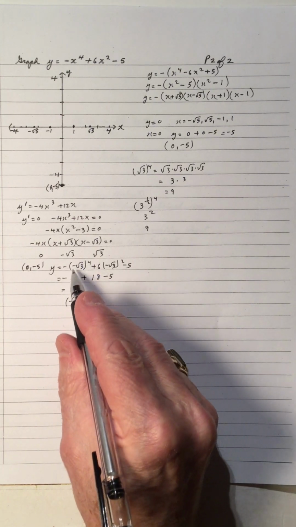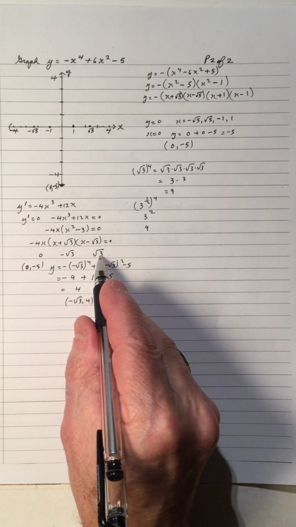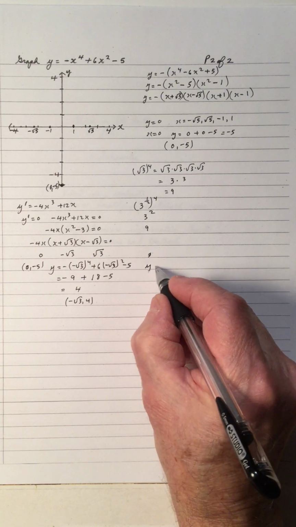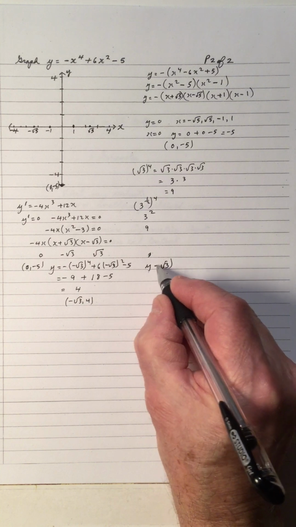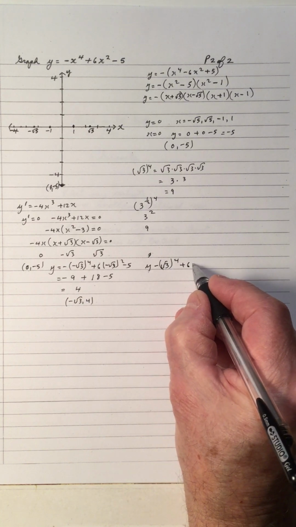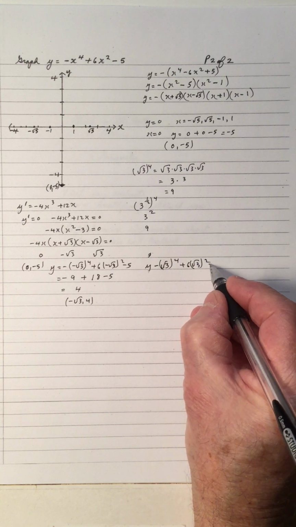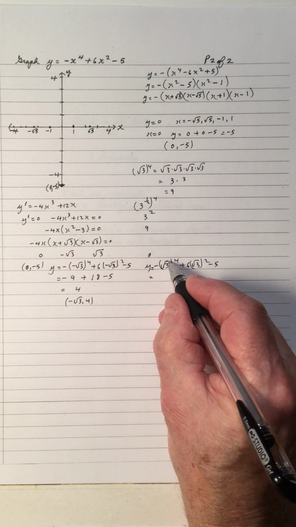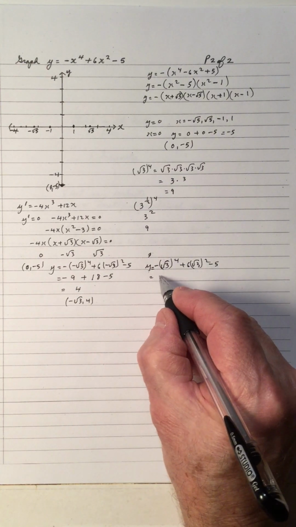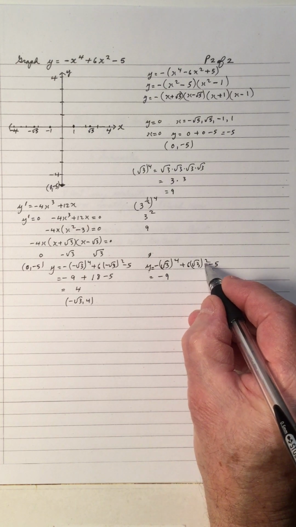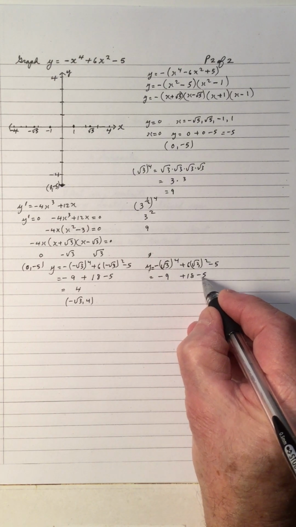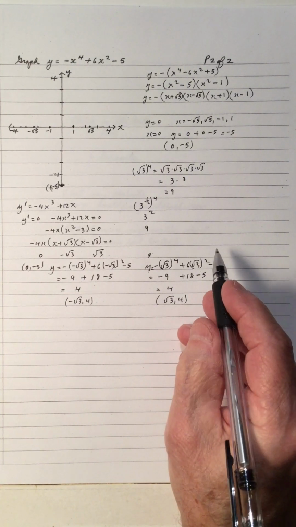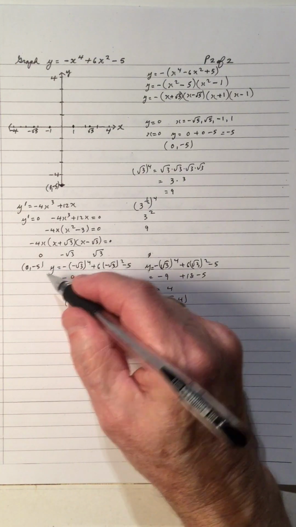And if we do the root 3, so let's move this down right here. If we do root 3 to the 4th plus 6 root 3 squared minus 5. Root 3 to the 4th is the same as negative root 3 to the 4th, that's going to be 9. Root 3 squared is 3, so that's 18 minus 5, so that's a 4. So that's root 3, 4. So these are the points where the slope of the tangents is going to be 0.